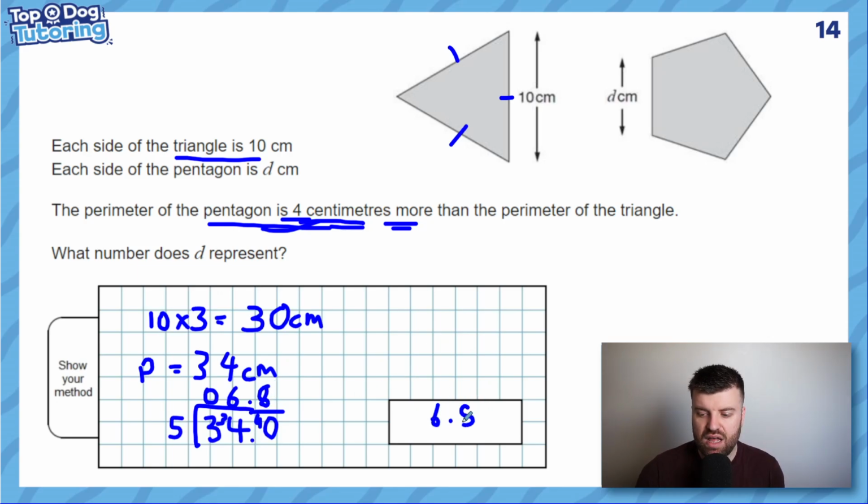6.8 is the length. But what do you need to do? That's right. Use your units. 6.8 centimeters for the length of each side. Fantastic work, guys. Well done.